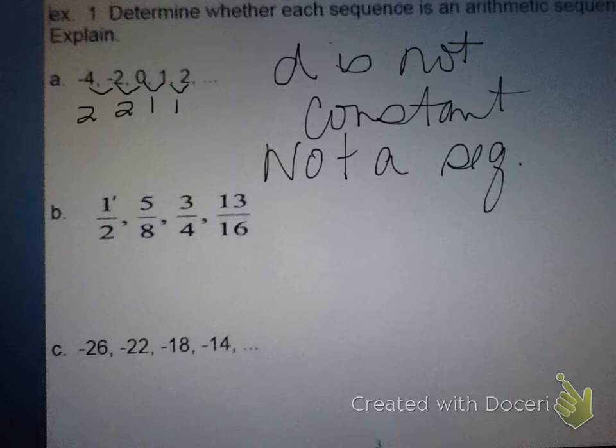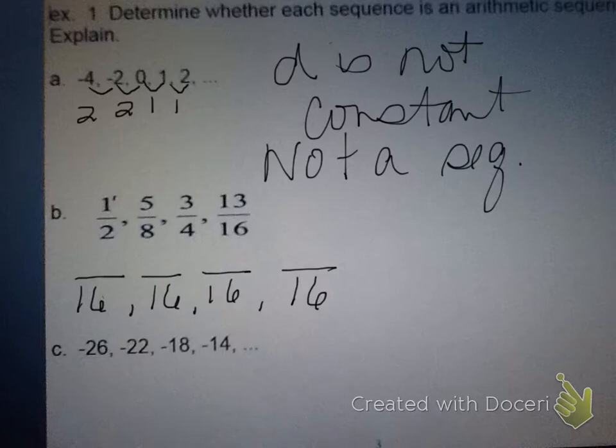Example B, before I can determine, I need to get a common denominator. So I'm going to rename all of my fractions with a common denominator of 16. 2 goes into 16 8 times, so 1 times 8 is 8. 8 goes into 16 2 times, so 5 times 2 is 10. 4 goes into 16 4 times, so 3 times 4 is 12. And 16 goes into 16 1 time, so 13 times 1 is 13.